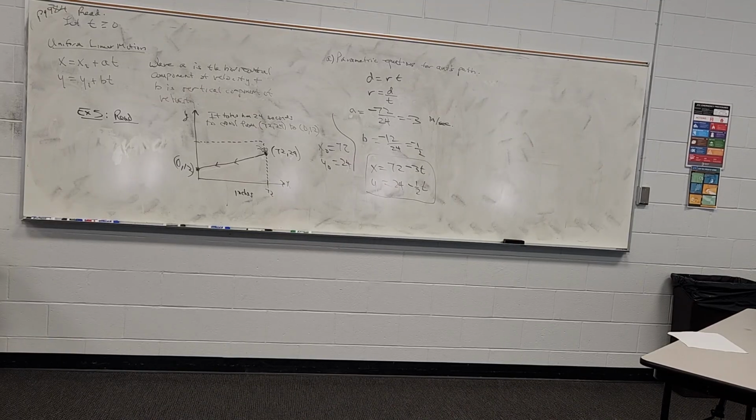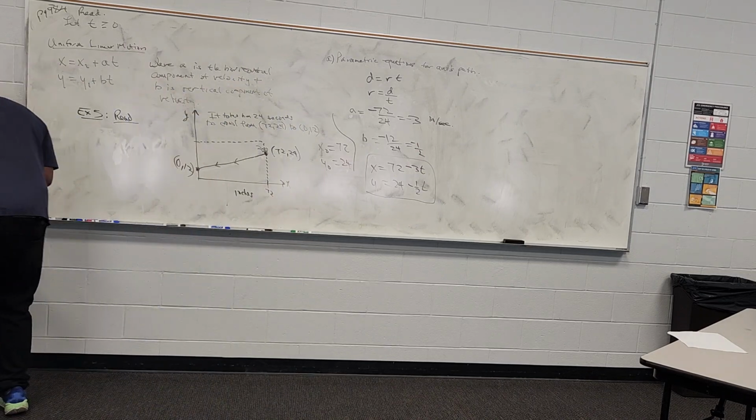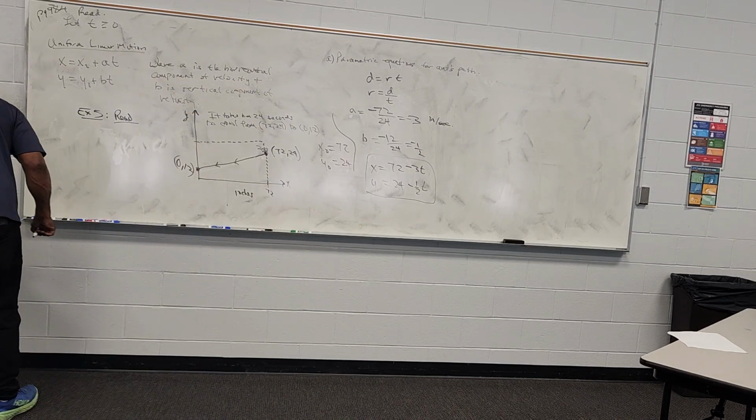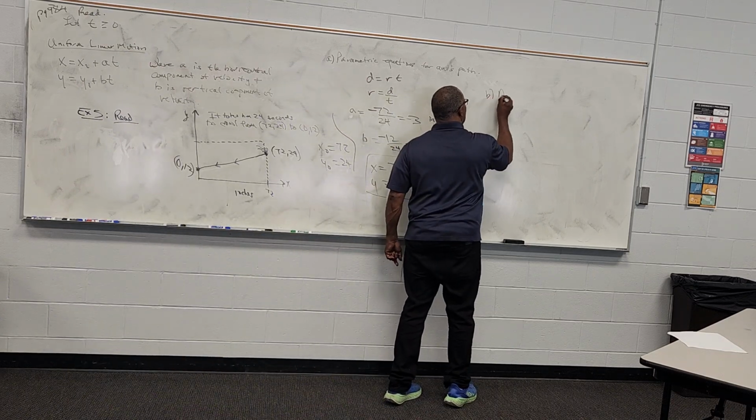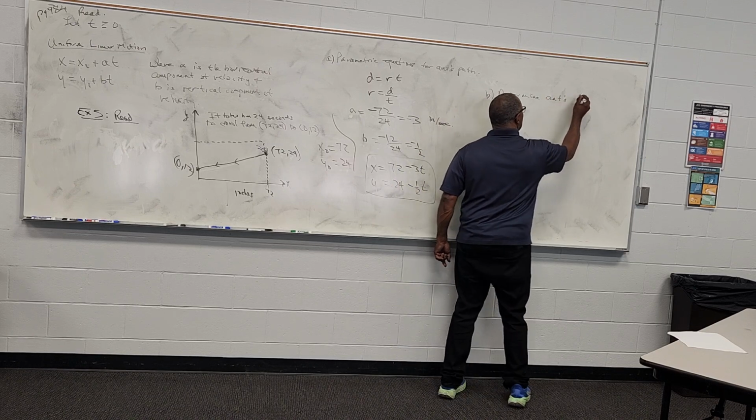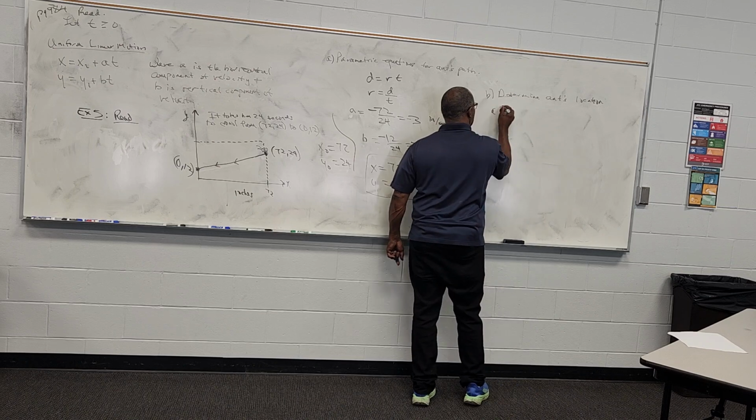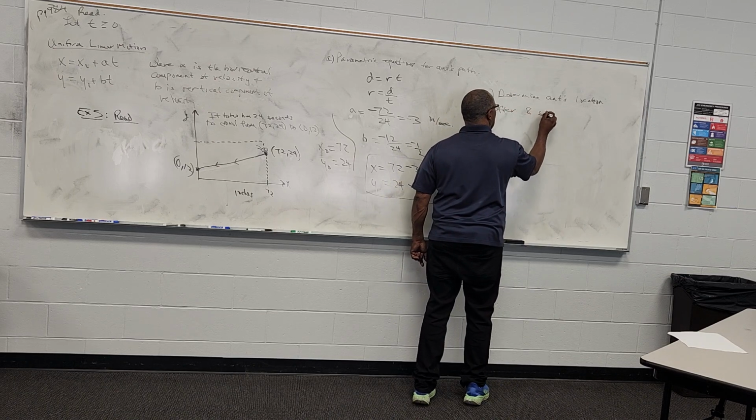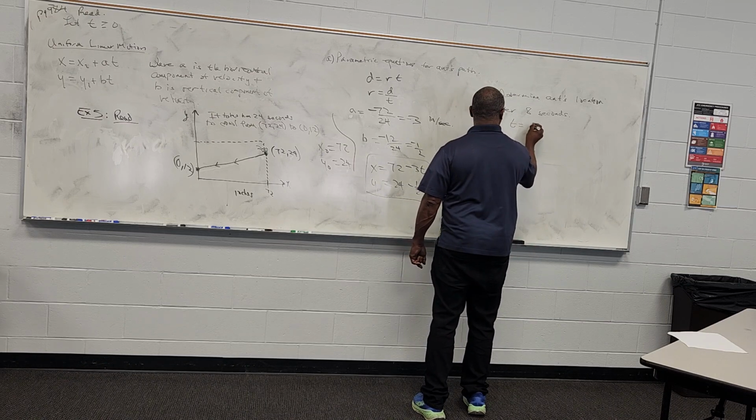All right, so there are my parametric equations. Part B of the problem says determine the ant's location 8 seconds after leaving point A. So part B, determine the ant's location after 8 seconds. Okay? Well, that just means that t equals 8.